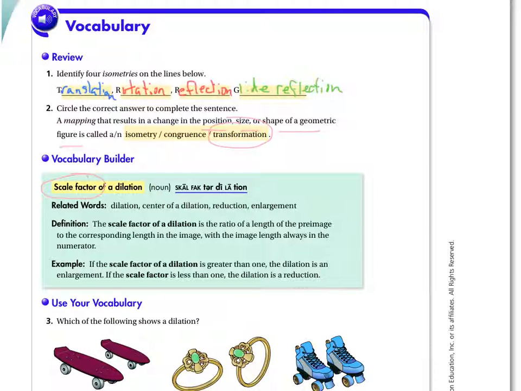The definition of a scale factor of a dilation is the ratio of the length of the pre-image to the corresponding length of the image. Now, I don't like the way they said this, because the way they wrote that with a ratio means it would be pre-image over image. But then note what they said here, with the image length always in the numerator. So it's the image divided by the pre-image. They really should have said it's the length of the image to the corresponding length in the pre-image. That's the way they should have written it.